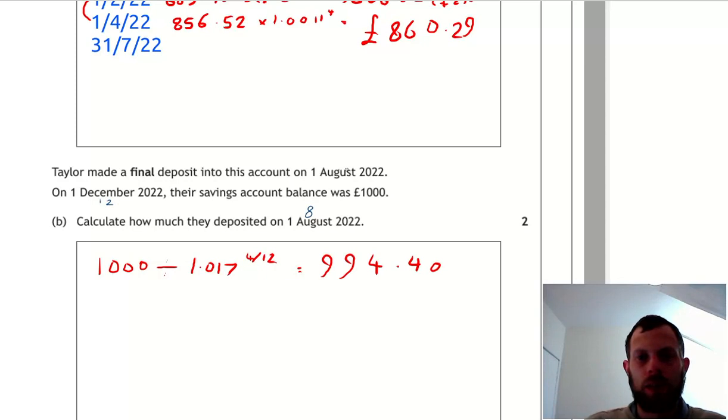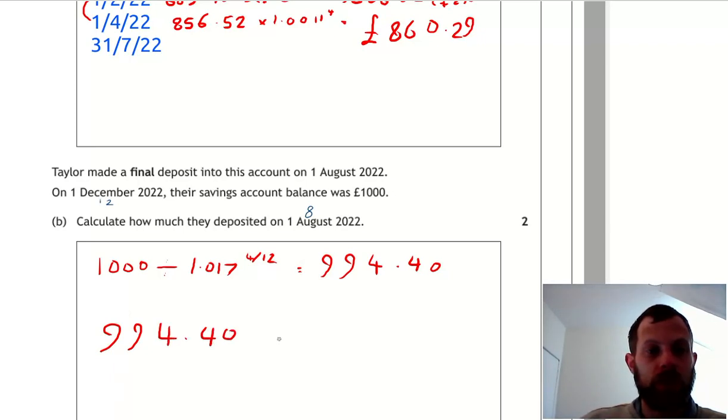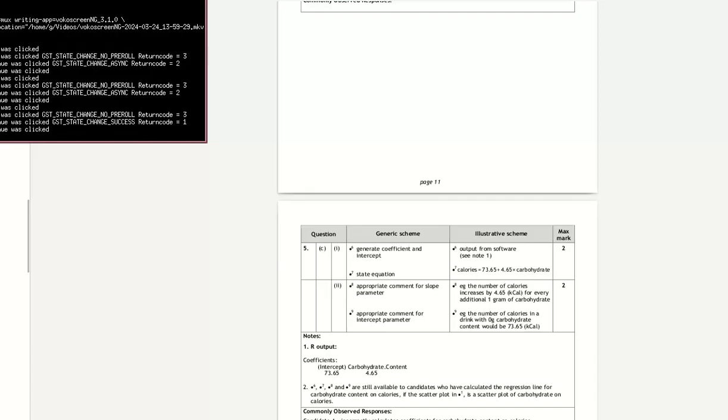That's how much was in the account after the final deposit, which then accumulated until December and at the end was worth 1,000. So before the deposit it was this amount here, after the deposit was this amount here. So we can simply find the difference between the two to find the size of the deposit on that date. That's what we get, £134.11.